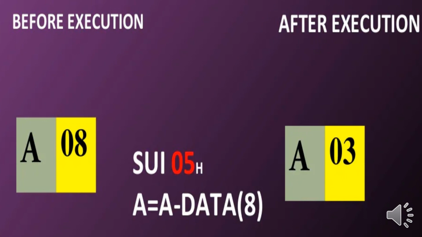So the data is 8-bit data. The data may be 5 or 3 or 4. So A equals A minus data. The result is positive or negative. If it is positive, there is no 2's complement form stored in the accumulator. But if the result is negative, the 2's complement form of the result is stored in the accumulator only.